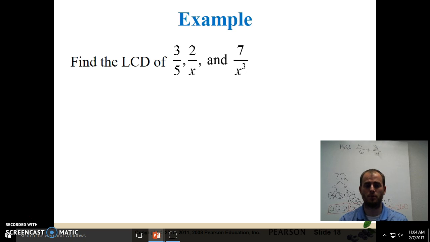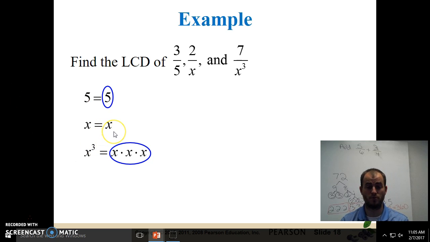Well, the same method applies. 5 is just 5, x is just x, and x cubed is x times x times x. So use the highest of each one, a 5. X, or x times x times x. Well, x times x times x is more than just x. Remember, use the most of each. So the LCD, or the least common denominator, will be 5x cubed. All these three denominators would go into 5x cubed.